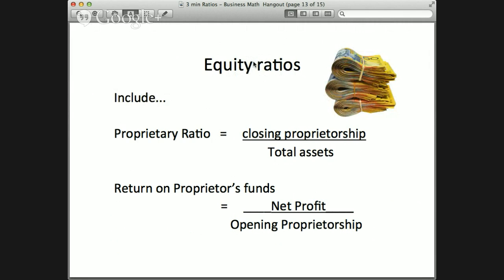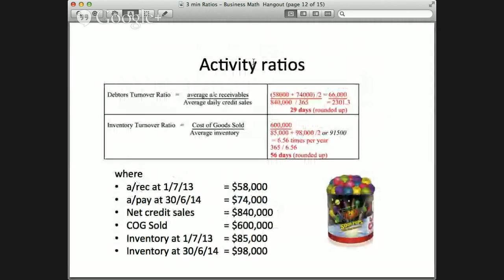It's really about, just go back, sorry. Let's look at the debtors turnover ratio. You can see the average accounts receivable. So what you need to do is take into consideration the opening balance of accounts receivable at 1st of July, which you can see there is 58,000. And we need also to look at the accounts receivable at 30th June, which is 74,000. Then we add the two together and divide by 2 to give us the average, which is 66,000 in this case.